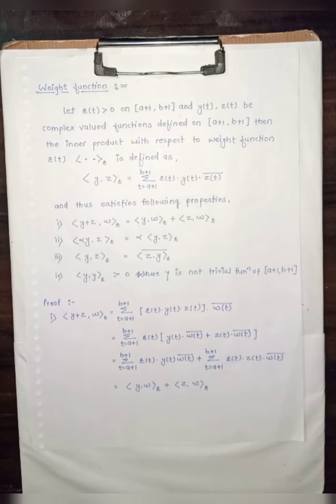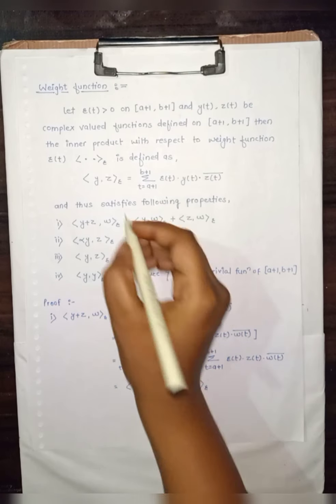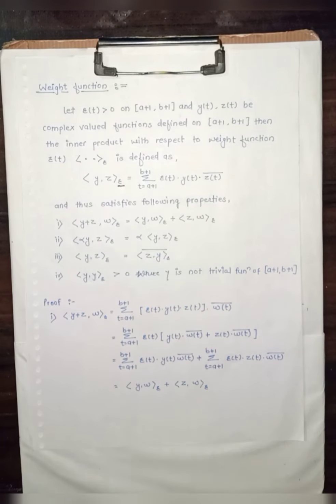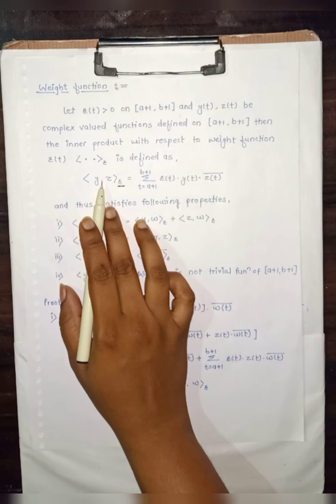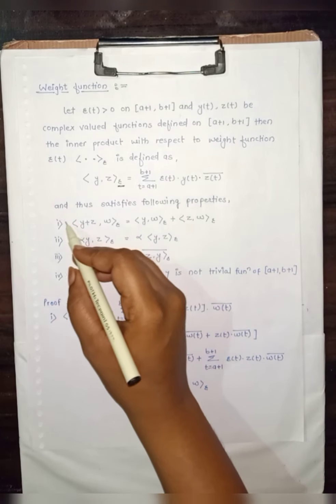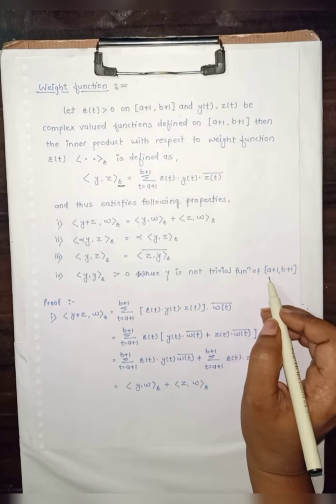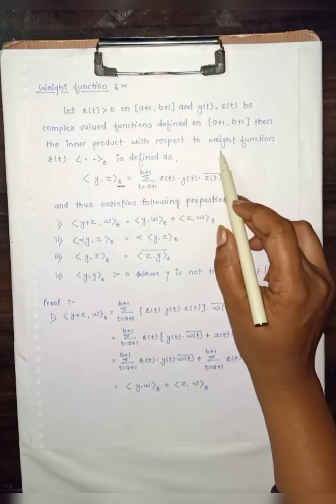So in the previous theorem we have seen the inner product defined simply, but here we have the inner product with respect to this weight function. So let's see, this inner product will satisfy the four properties here, that is with respect to the weight function.